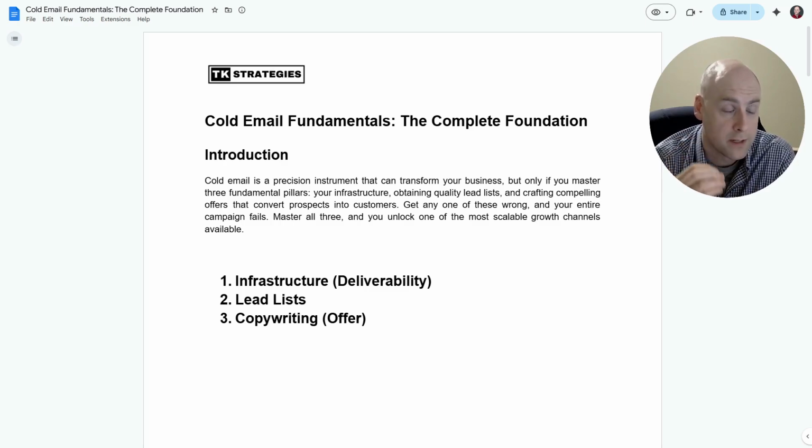You have to know each of these backwards and forwards. You must become a Zen master expert in each of these three pillars, because if you don't, you're going to struggle. This is kind of a big overview presentation of what you need to know, what to do, and what not to do to ensure that you're sending cold emails that reach your recipients, so you get responses and you build your business.